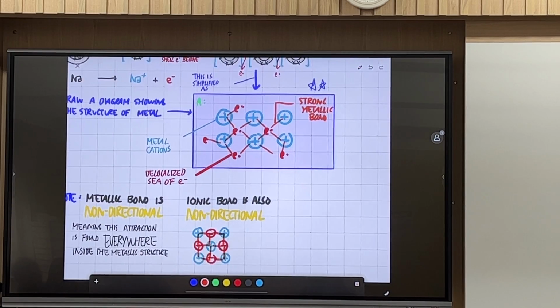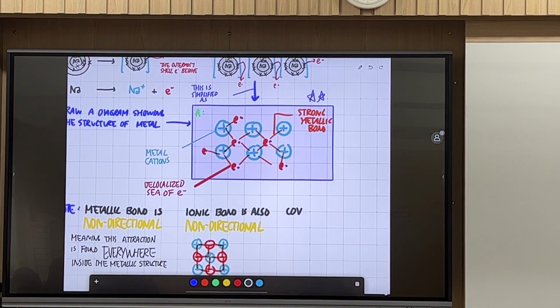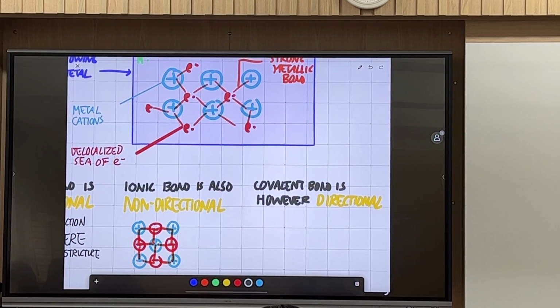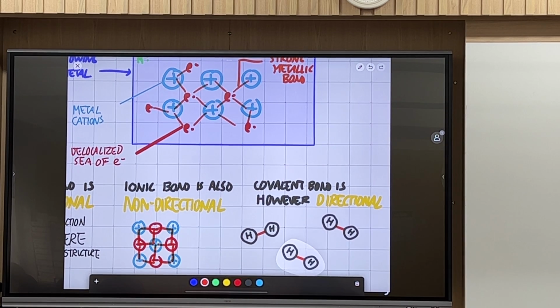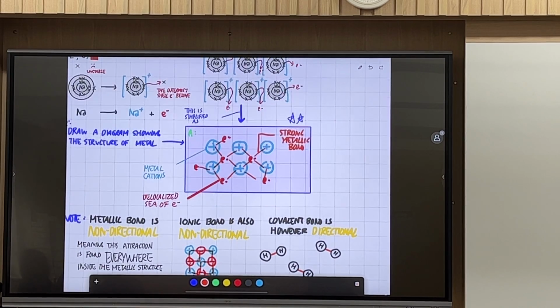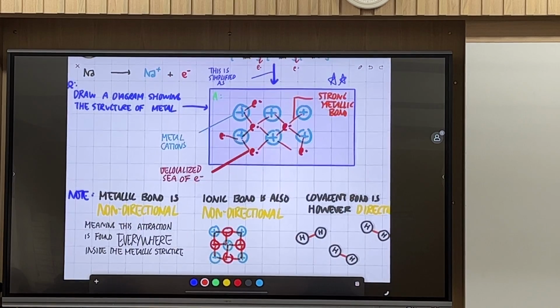But covalent bond, not so much. Covalent bond is directional. So what does that mean? When you look at a molecule of hydrogen, H2, you will find only covalent bond here. Do you find it outside this molecule? Can you find a covalent bond outside this molecule? No. Because you can only find the covalent bond right between the two hydrogen atoms, but nowhere else. It's not found everywhere, okay? Only when something is found everywhere do you say that it's non-directional.